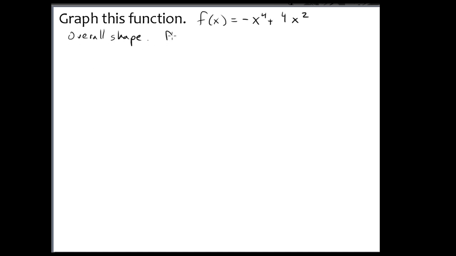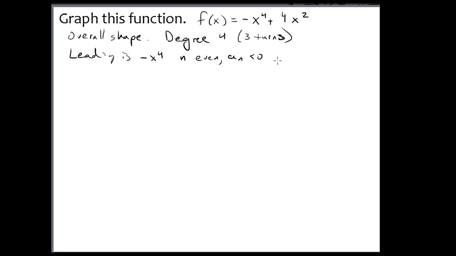So what degree is this? Fourth degree. This is degree 4, which means we're going to have 3 turning points. We'll just call it 3 turns. What's the leading order coefficient here? The leading order term is negative x to the fourth. N is even, and a sub n is less than 0. So what shape is that? This double down shape. 2 thumbs down. It's a double down shape.